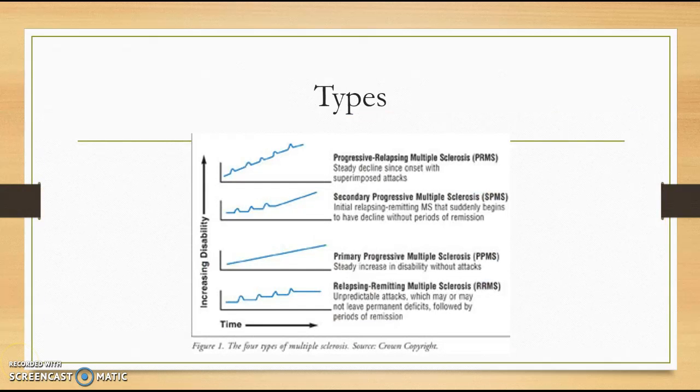Okay, there are multiple types. For the purposes of this class, you don't need to know the specifics. The most common type is relapsing remitting multiple sclerosis, which means that people will have times where they feel relatively okay and normal, and then they're going to have times when they have a flare-up of symptoms. This happens as well with lupus.